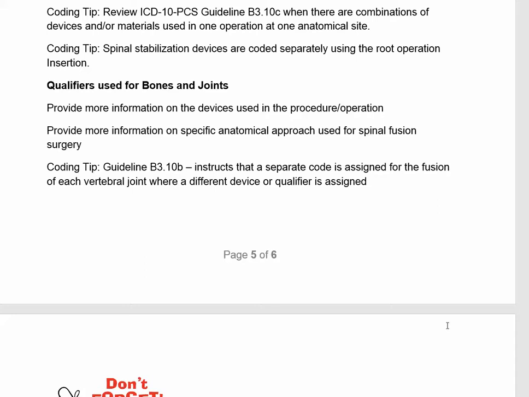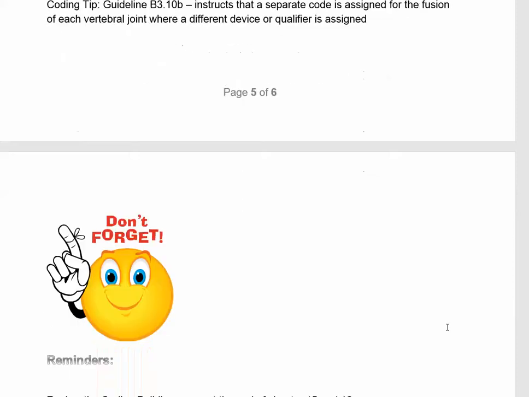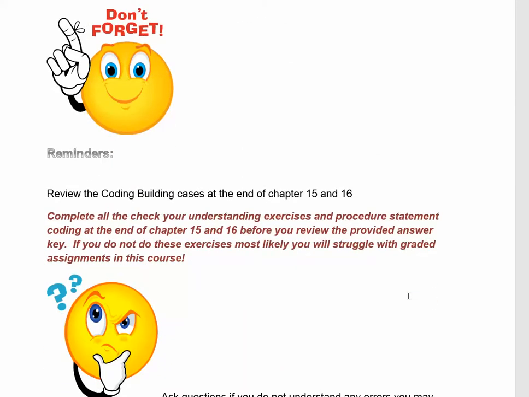So it's helpful if you practice some of your coding related to the specifics of this particular area. They give you some help in that area in terms of the code building exercises and, of course, the chapter exercises. Again, you have those at the end of each of those chapters, chapters 15 and 16.